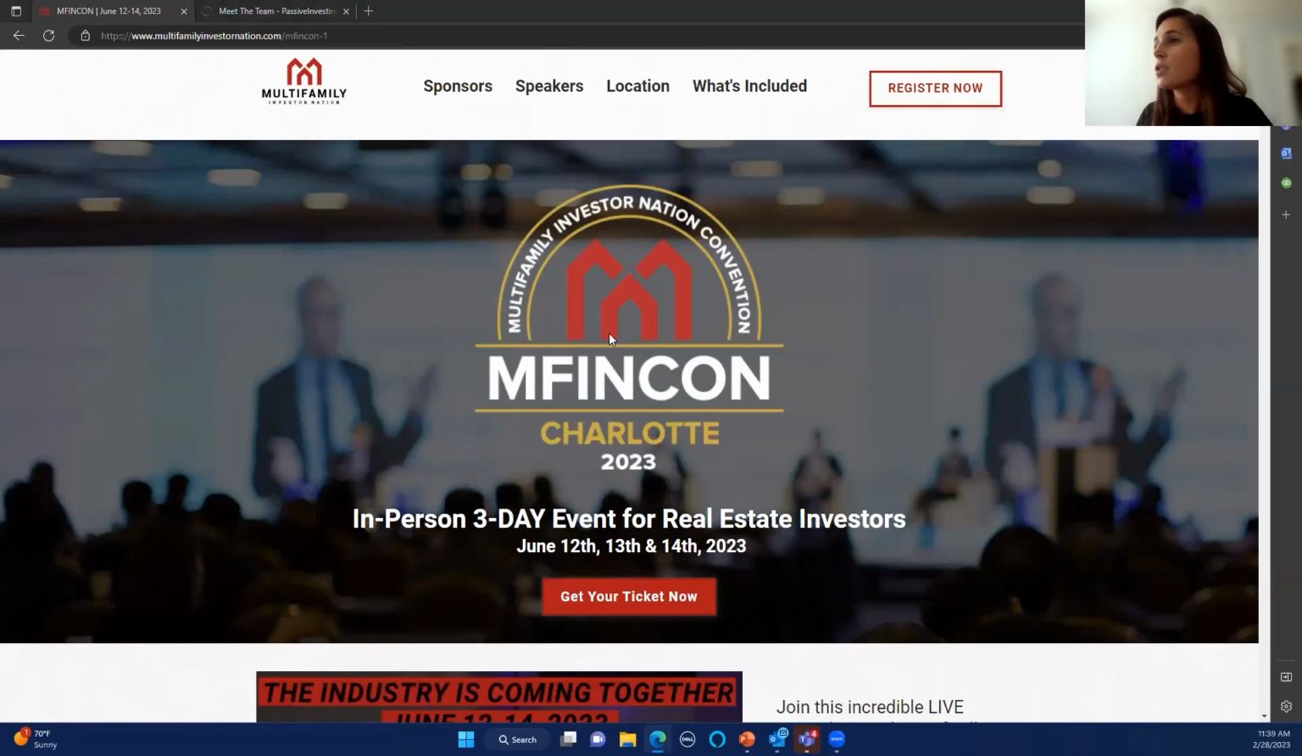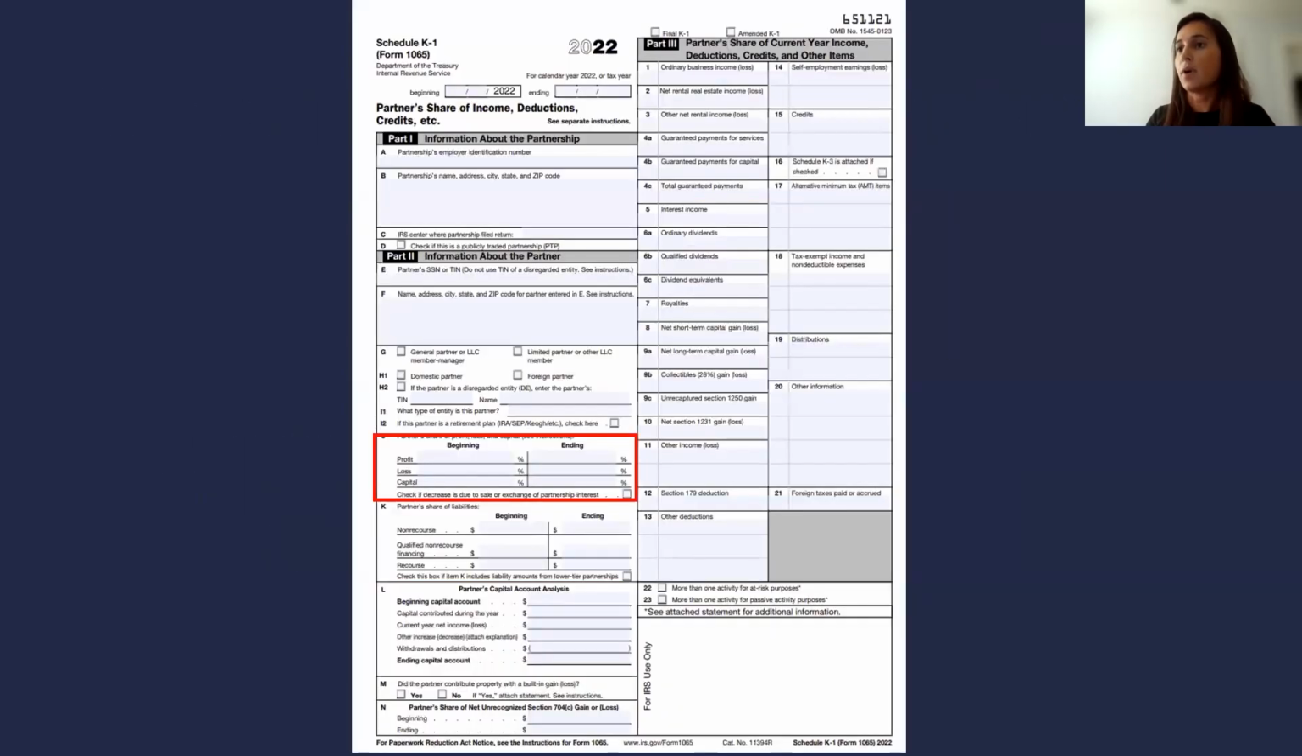All right, so should Section J percentages all be identical? Here, let's go back and share my screen so we can all be in this together. Oliver's asking, should Section J percentages all be identical? This is Section J. It shows you your profit and loss percentages and your capital percentages. No, the answer is no.